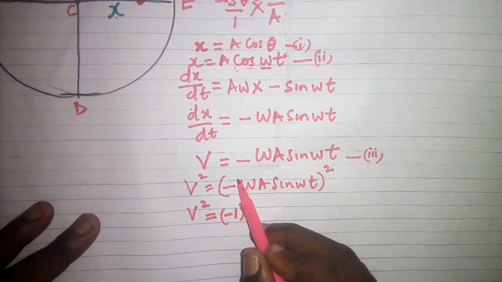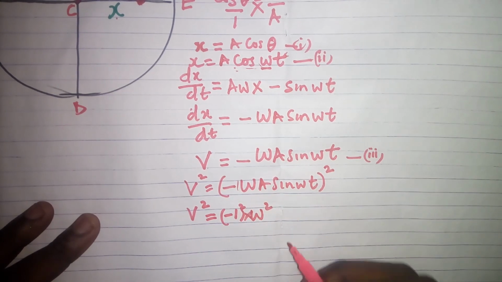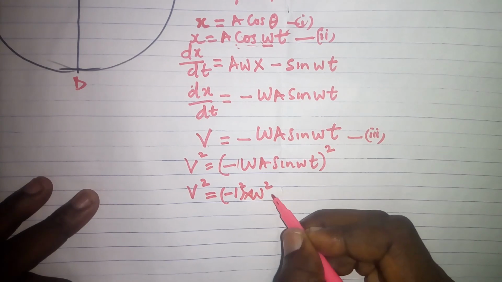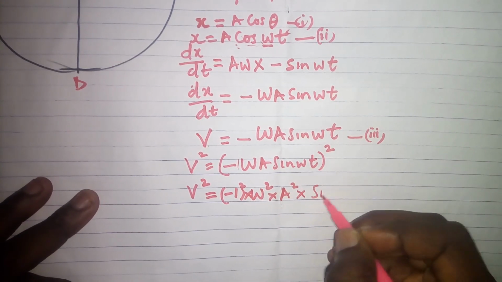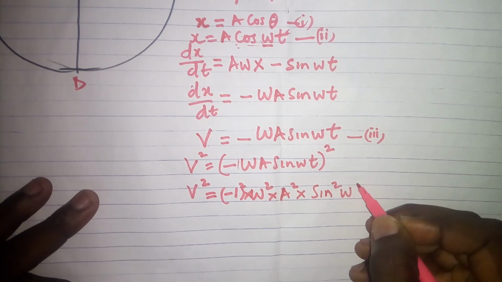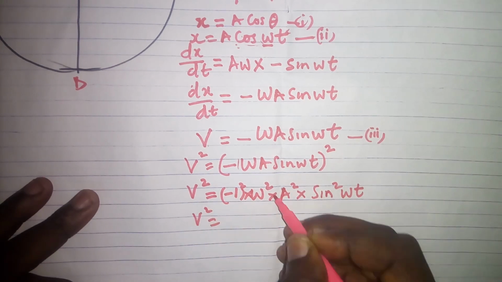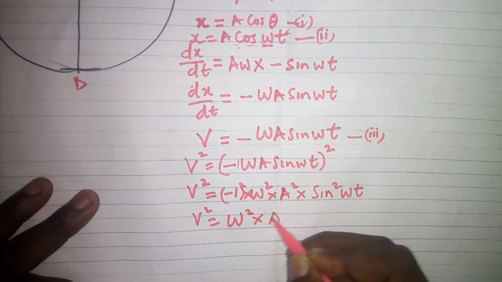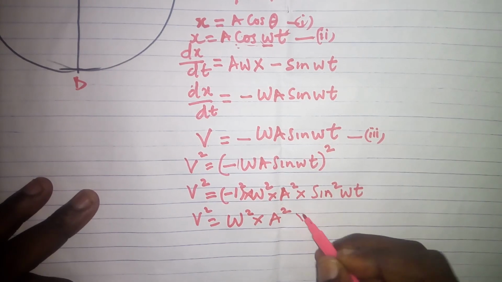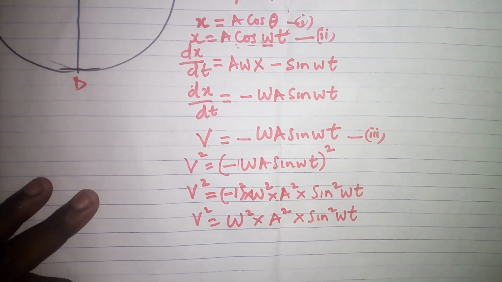Of course, you know you have minus 1 here, then omega squared, that's times omega squared, then times a squared, then times sine squared omega t, and of course minus 1 squared is still 1, so I just have v squared equals omega squared times a squared times sine squared omega t.